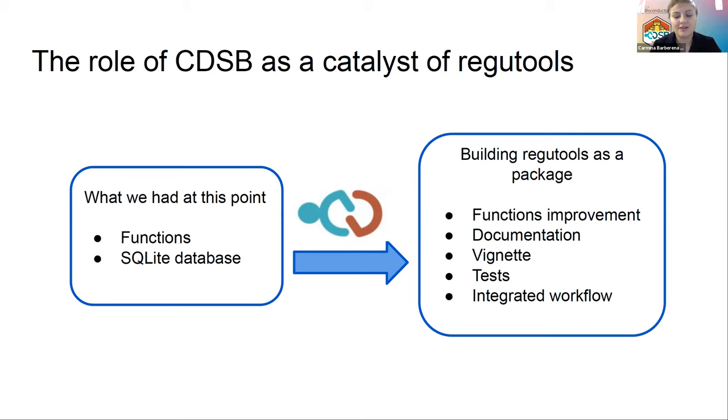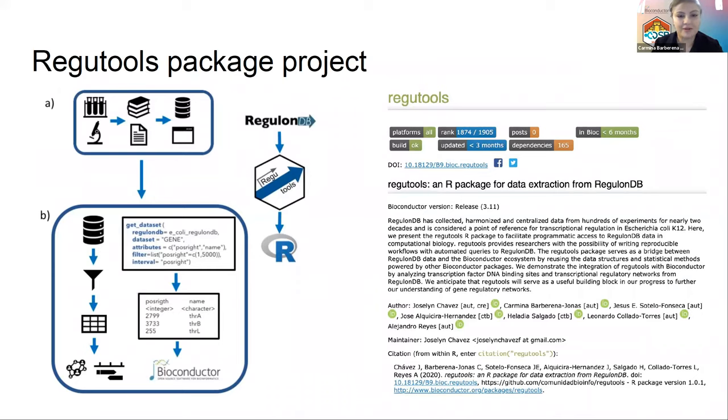So now, after all this help, we have an improvement on the functions. We have documentation. We have the vignette. We have a lot of tests. We have 97% of the code tested, and we're really proud of that. And we also have an intermediate workflow of how to use the package. And now Emiliano is going to explain a little more about what the actual package is.